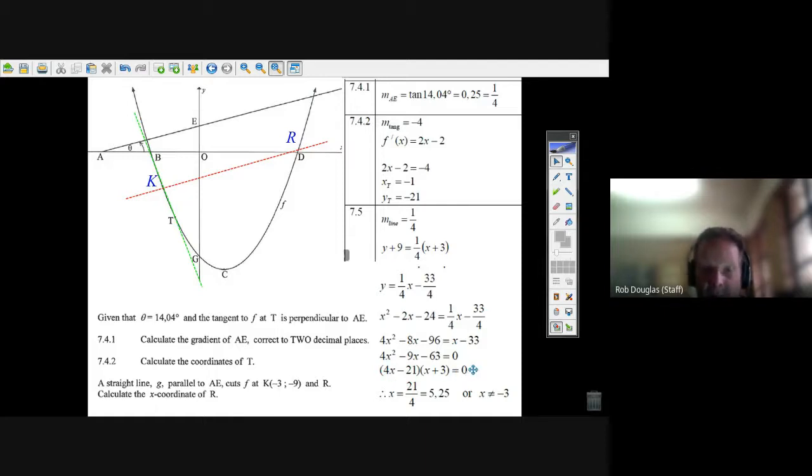One of the answers is x equals -3. But I already knew that one. It crosses at -3 and -9. The other answer is the answer to your question, which is x is 5, 2, 5. And there you go. There's your answer. That's the place where R has to be, the x value. If you wanted to find the y value, you'd put it back into the formula. And that's how it goes.